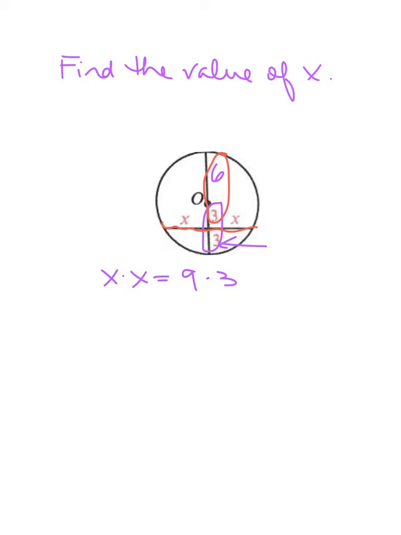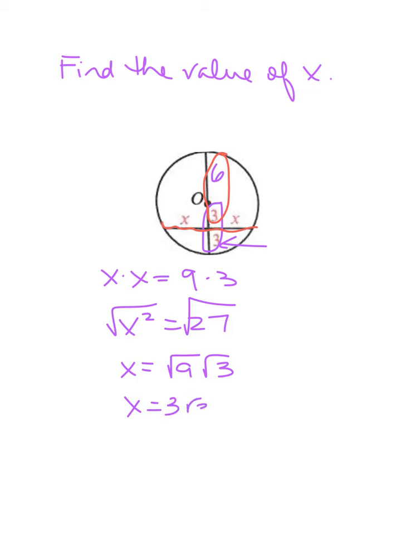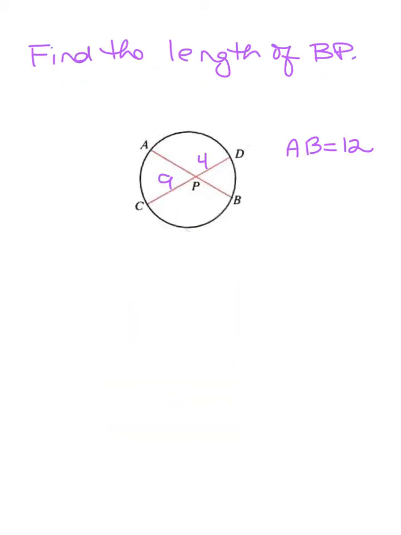So that gives me x squared is equal to 27. Take the square root of both sides, and again, I know that x has to be positive since it's a length of a segment. So x is equal to the square root of 27, which can be simplified to the square root of 9 times the square root of 3. So x is equal to 3 root 3.